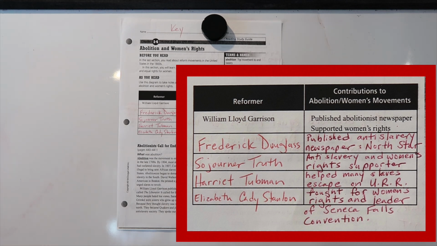Originally, Garrison and Douglass were kind of connected, but they had a falling out. So Frederick Douglass actually started publishing his own newspaper called the North Star. We talked about the significance of the North Star already. Sojourner Truth, very important African-American female in the fight against slavery and for women's rights.